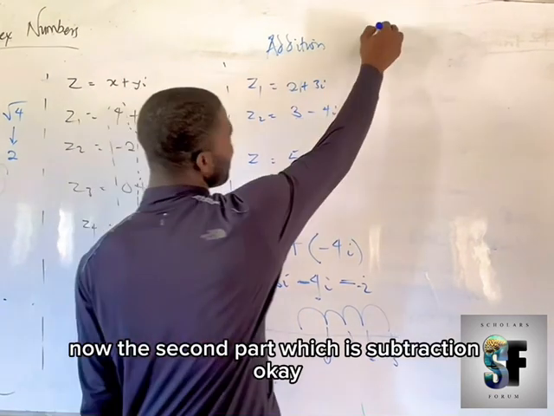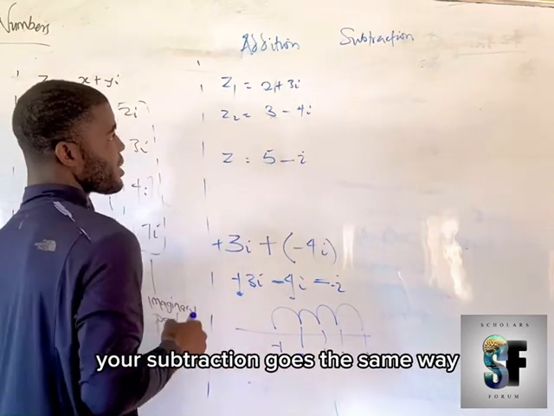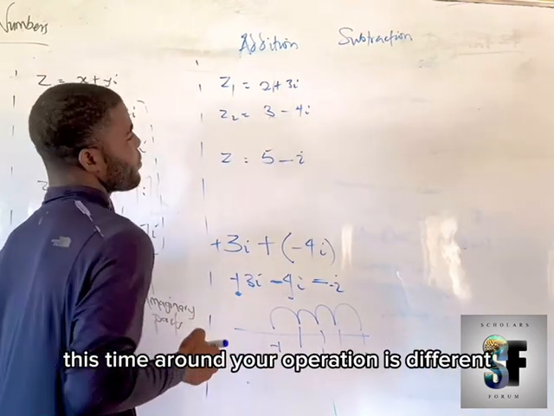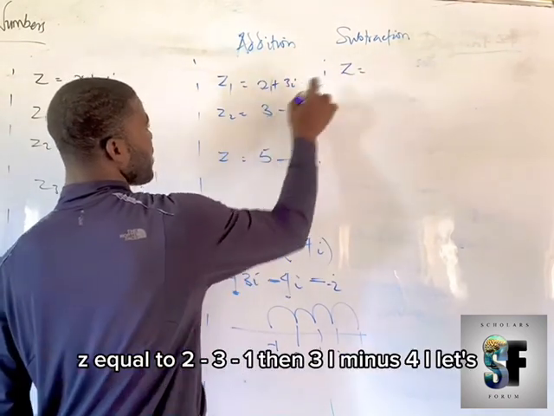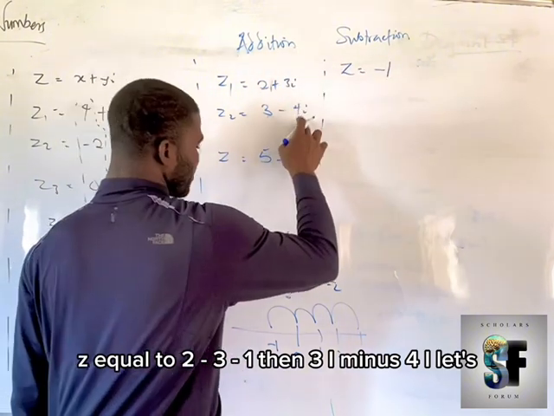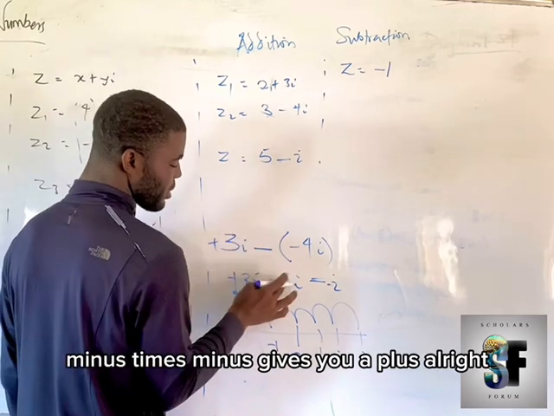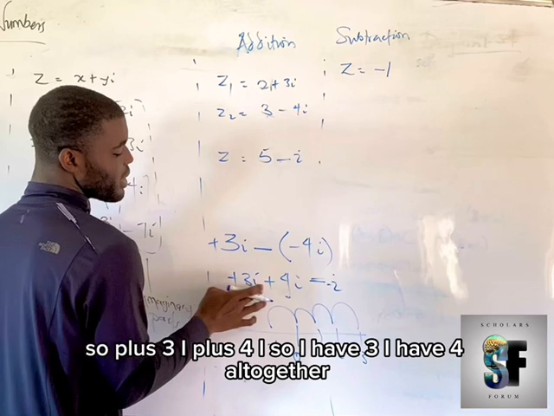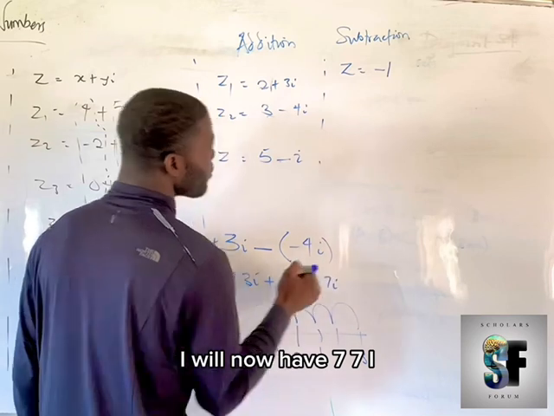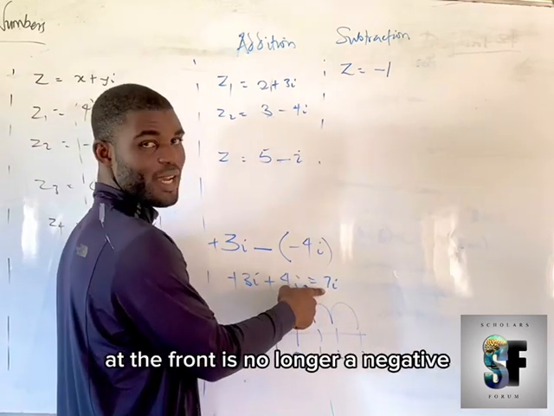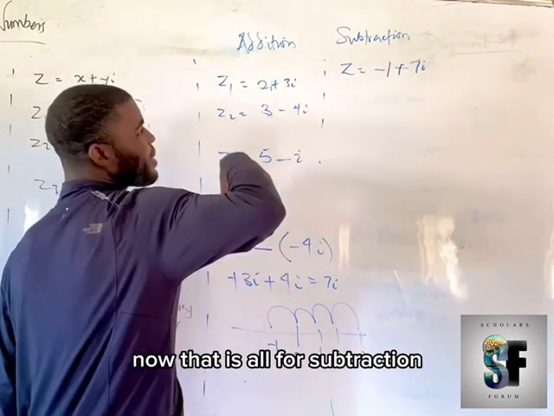Alright, now the second part, which is subtraction. Just as we did for addition, your subtraction goes the same way. This time around, your operation is different. So in this case, you'll be having z equal to 2 minus 3 minus 1. Then 3i minus 4i, let's come down here, plus 3i, we did plus it before, so we change it to minus. Minus times minus gives you a plus, alright, so plus 3i plus 4i, so I have 3, I have 4, all together, I will now have 7i. So now you can see that the sign at the front is no longer a negative, it is now a positive. So you come all the way up and then plus 7i. Now that is all for subtraction.